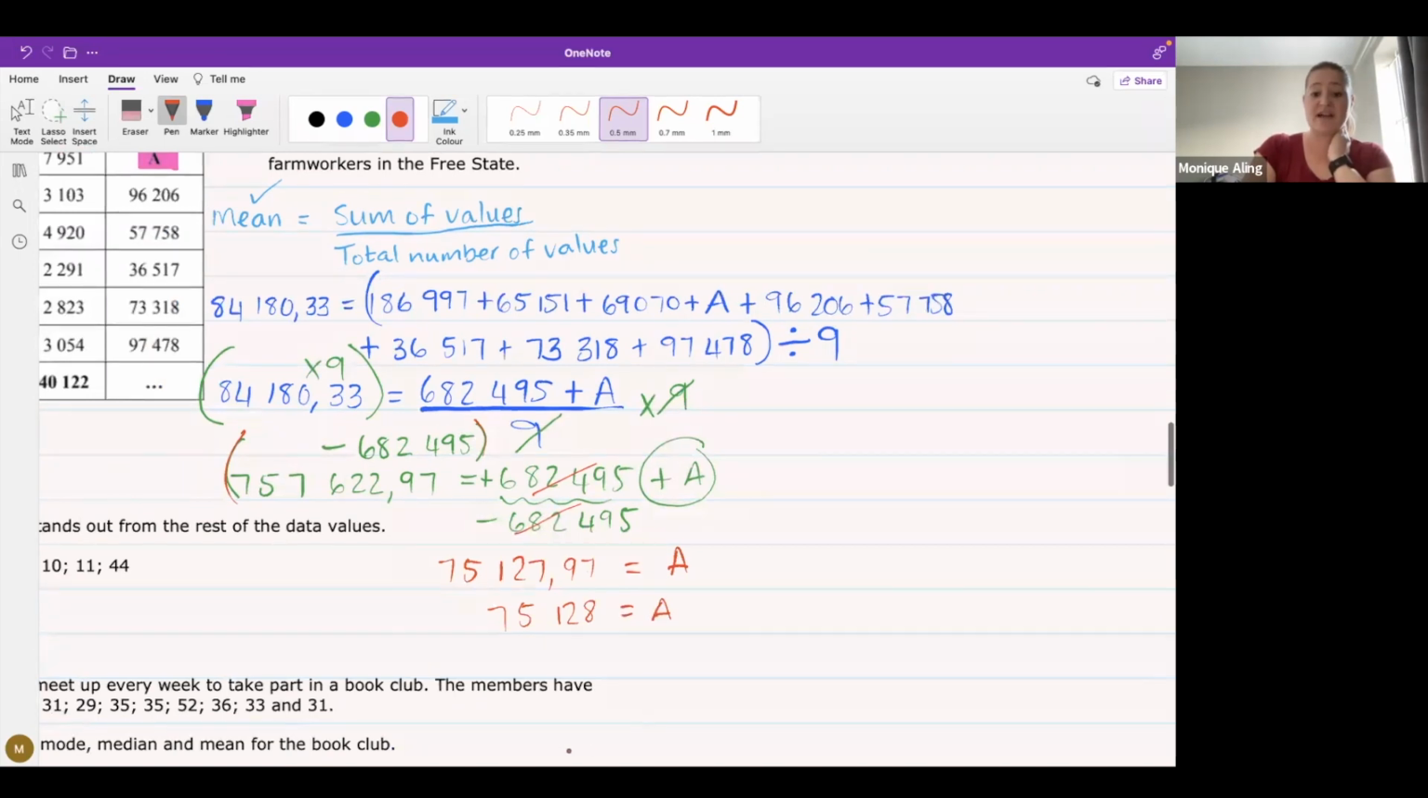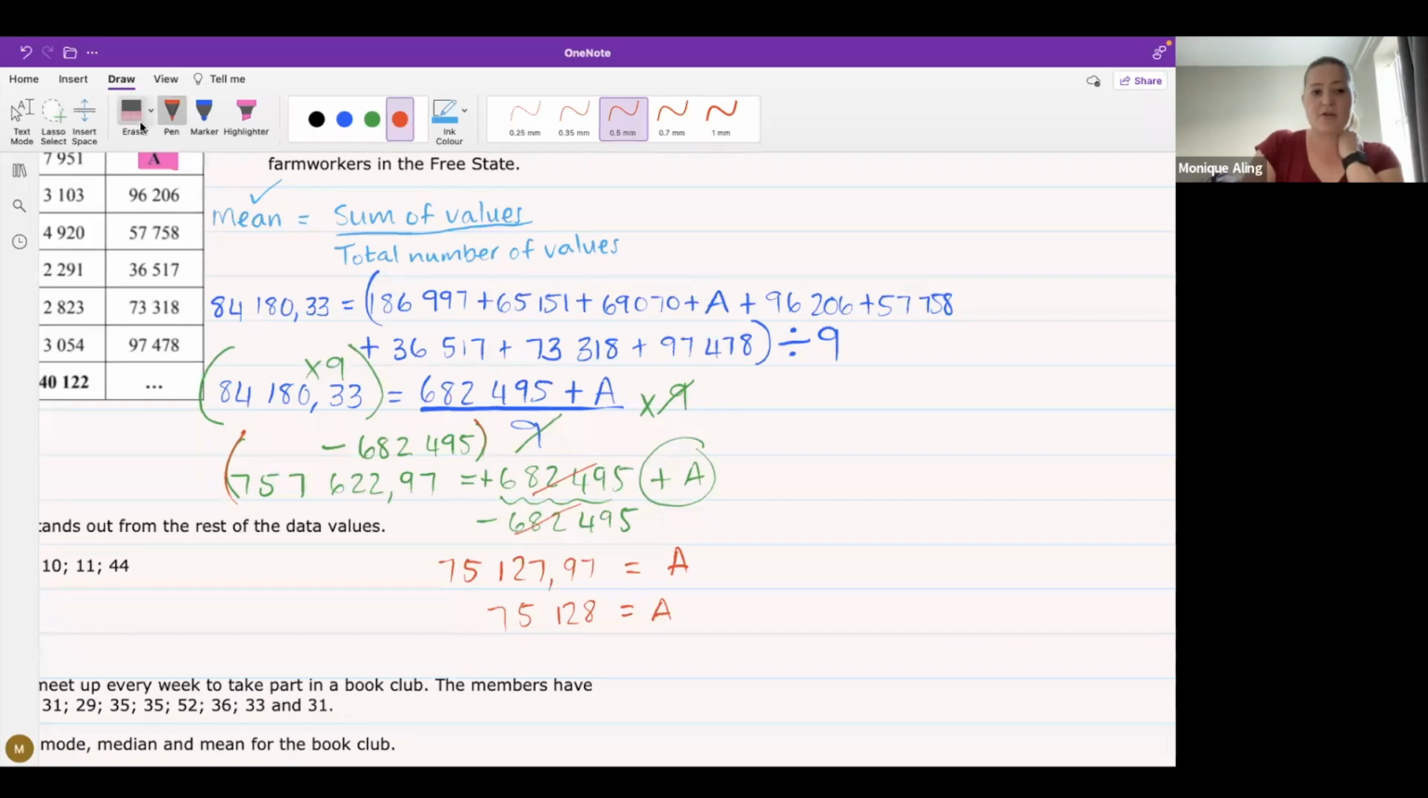Okay, so Katlego, if you still have your question, are you unmuted? Oh, yes, sorry, ma'am. May you please elaborate on the last part, ma'am? Which part? What color? The red color. What aren't you understanding? Because I rounded, or how did I get that answer? No, ma'am. Where you cancelled, ma'am. I want to understand the part where you say those numbers had to cancel themselves out.